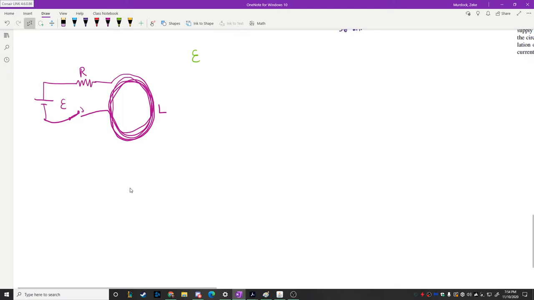So what Faraday's law says is that if I integrate E dot dl, what I get by doing that is the time rate of change of flux. So negative N multiplied by the flux, like this right here, right? All right. So what if we apply this to our equation right here?